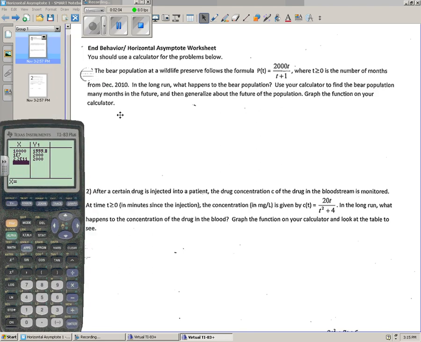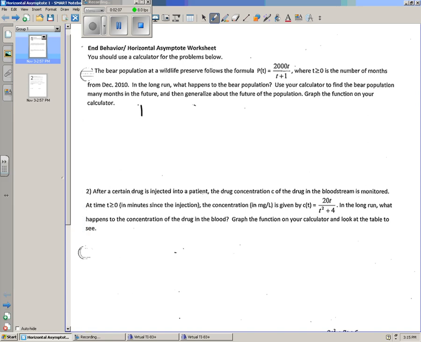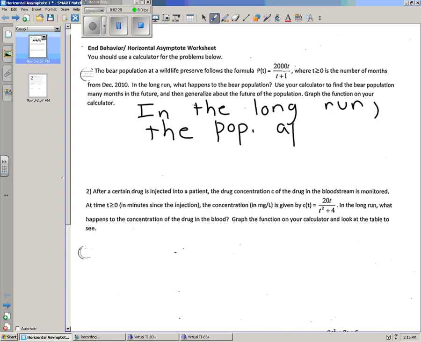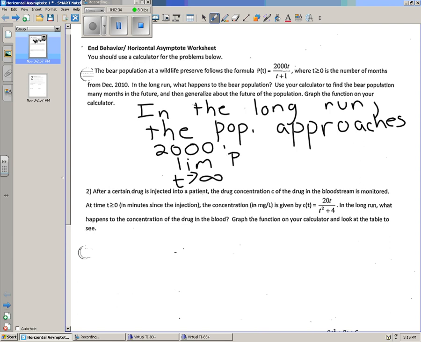in the long run, the bear population approaches 2000. So many years in the future, the bear population will be getting closer and closer to 2000. So in the long run, the population approaches 2000. We also want to write it with limits, which we've been doing the previous days. So the limit as t goes to infinity of this function is 2000. As the t's get bigger and bigger, the y's get closer and closer to 2000.